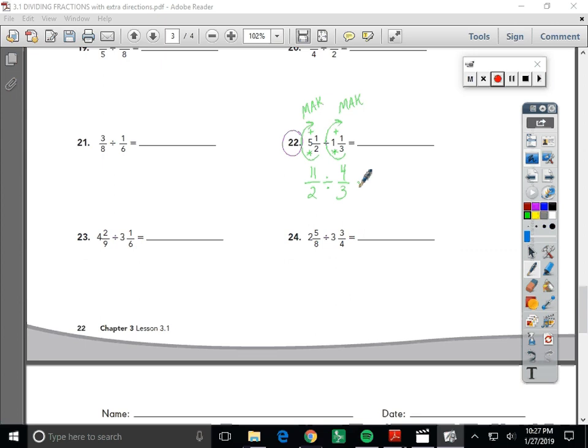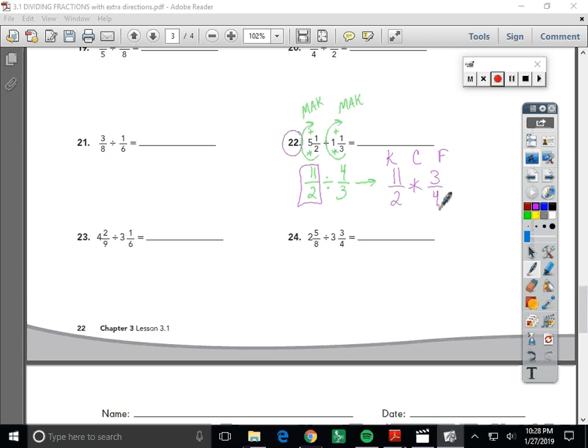Well, this is division, and that's really good. I just did a rewrite step, but the next move would be a keep, change, flip. So I'm thinking KCF to myself. We're going to keep the first fraction. I'm going to keep that 11 halves, and I realize it's improper, but we need it that way in order to do our fraction division rules. The next thing we do is we change from division to multiplication, and the flip of 4/3 looks like 3/4.